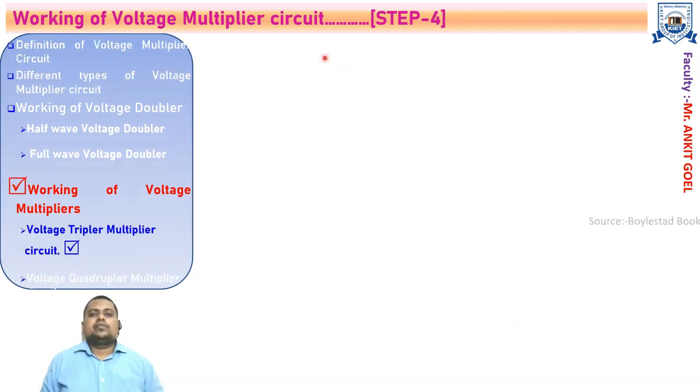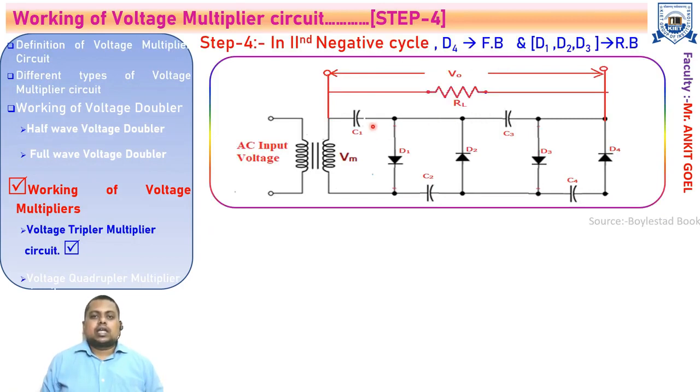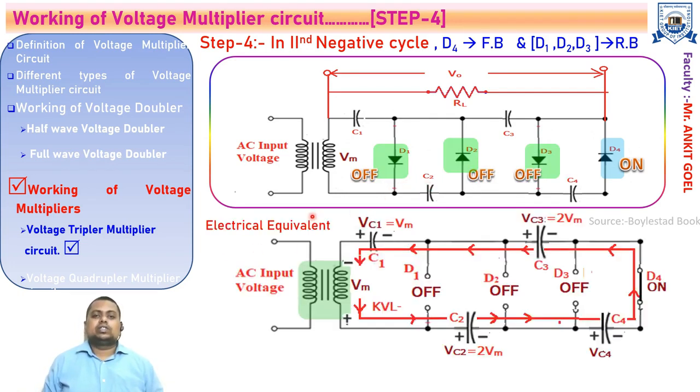So in the second negative half cycle, the capacitor C1 holds the voltage Vm, C2 will hold the voltage of twice of Vm, C3 will hold the voltage of twice of Vm, as we have seen in the previous three cycles. So this situation makes the diode D4 in the on state or in the forward bias state, while the rest of the diodes are in the reverse bias state. So they are treated as an off switch. So making the electrical equivalent circuit for this situation, replace the diode D4 with a short circuit and the rest, D1, D2, D3, by the open circuit or the off state model.